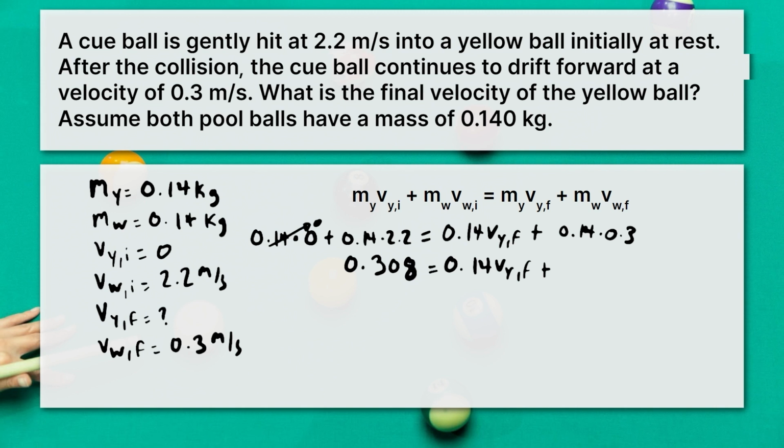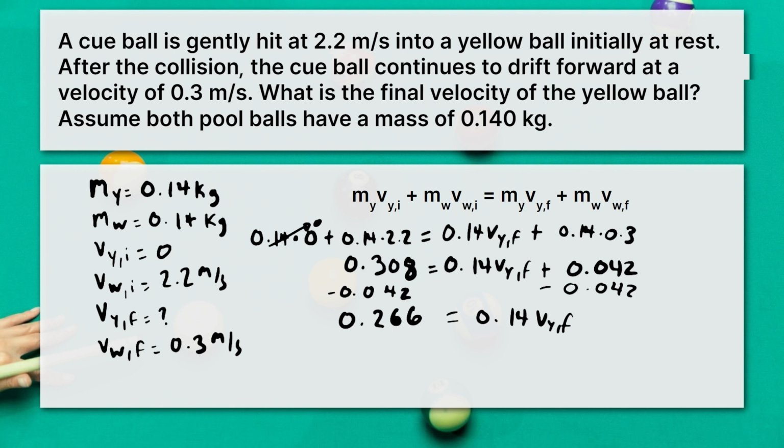When we multiply those two things together, we get 0.042. All right, to simplify, we're going to subtract 0.042 from both sides. And that's to get the Vy by itself. When we subtract those from both sides, we're going to get 0.266 equals 0.14 velocity y final.